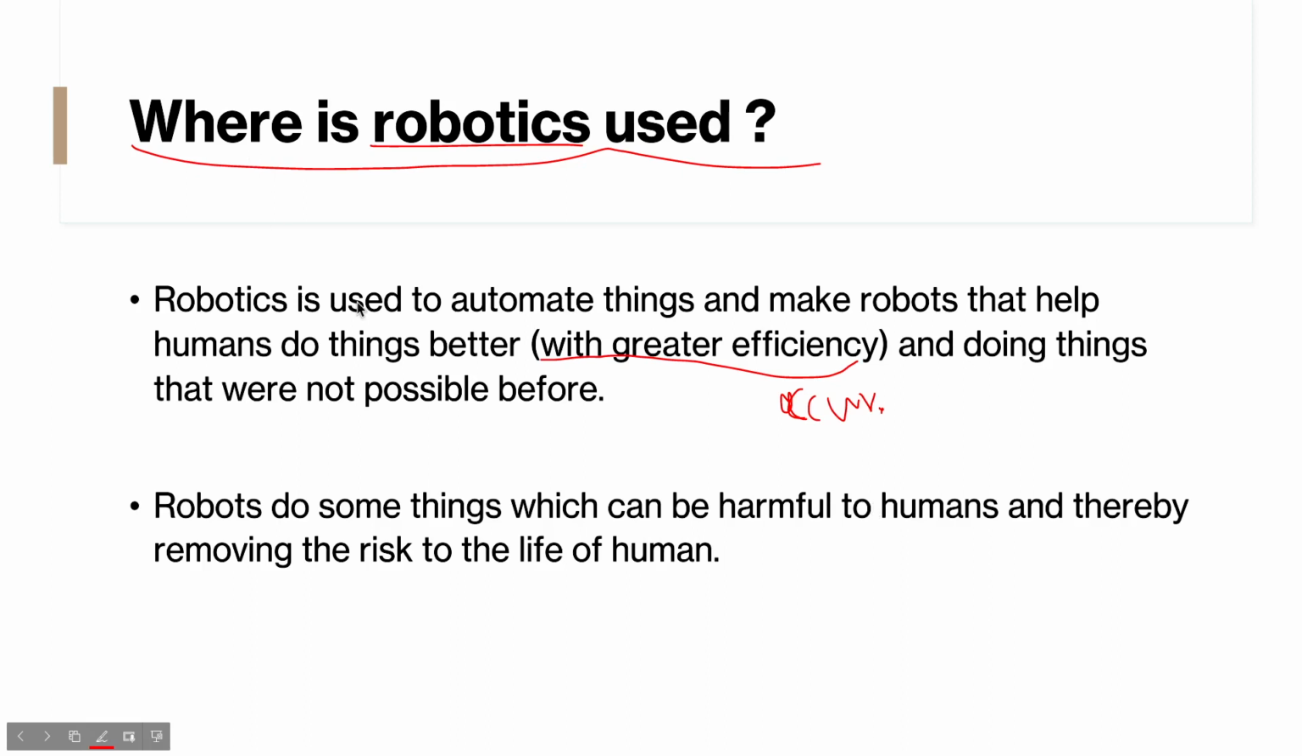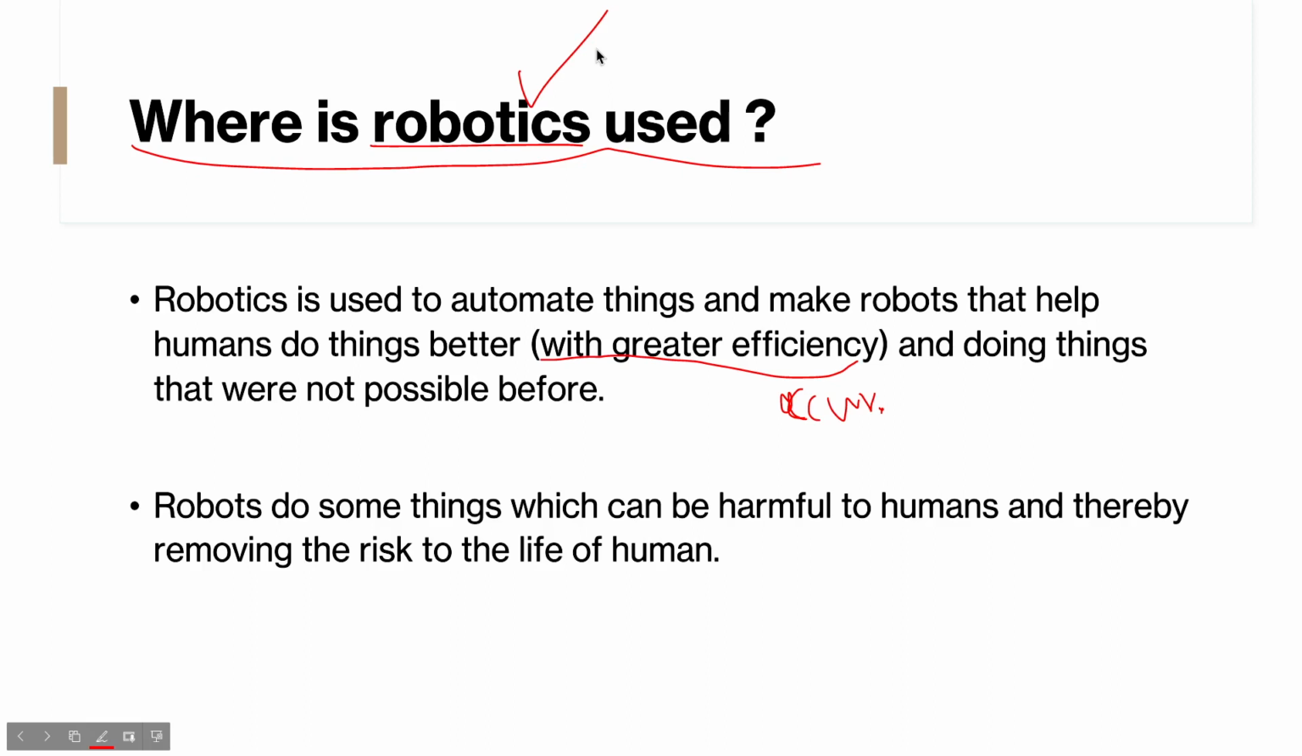Robotics helps us do things with greater accuracy and efficiency, and also to do things which were not possible before. You must be hearing about things like nanobots. They are very smart bots and they help doctors in operations. There are many surgeries which are these days done using robotics, and without robotics, which makes robots, they were not possible before.